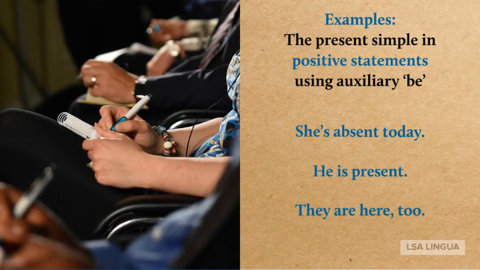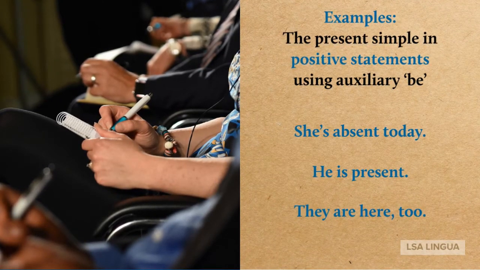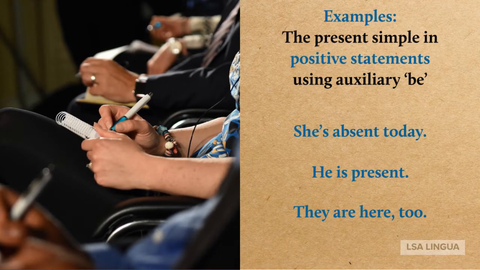Some examples using the present simple and specifically using auxiliary be. She's absent today. He's present. They are here too.